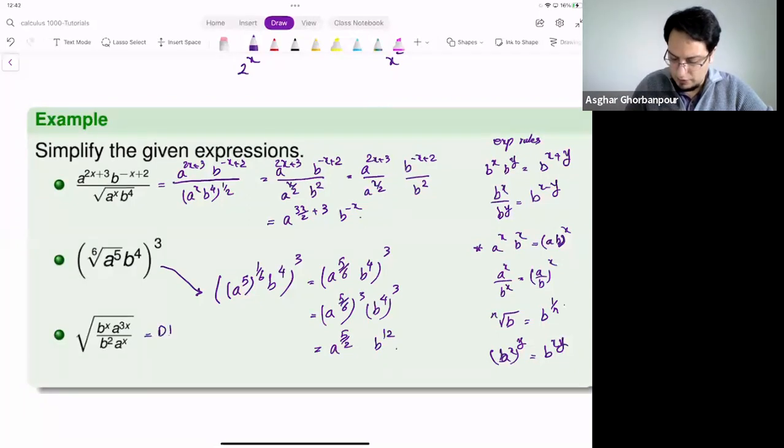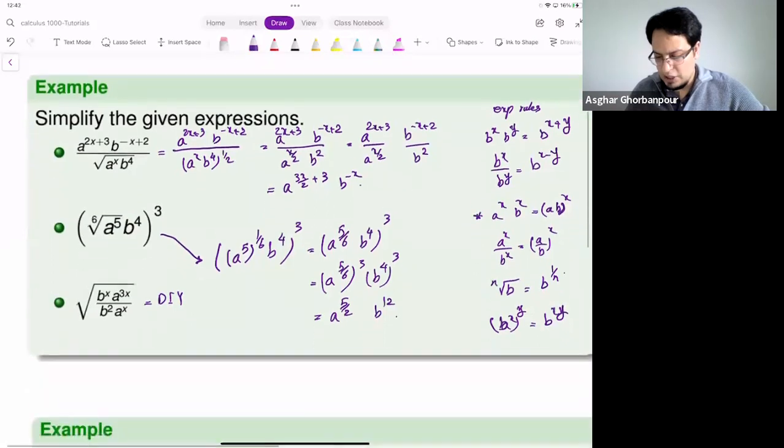I will leave this one for you as an example and try to move to the other ones. Any questions, any comments here?